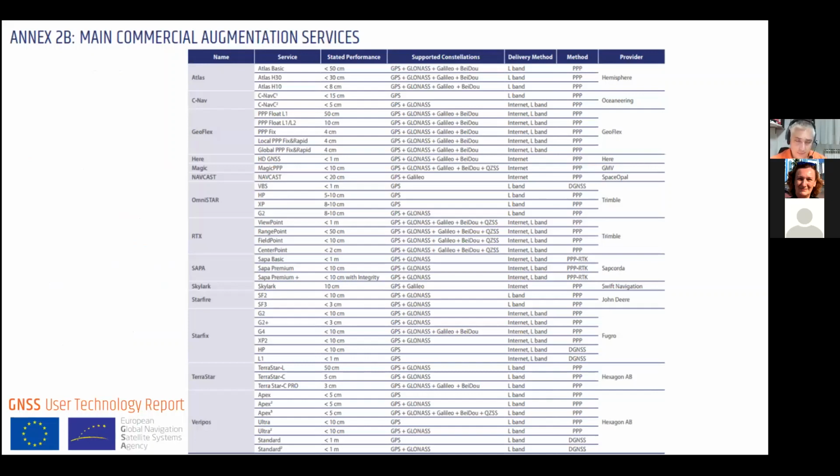So this is a list of main commercial augmentation services. The list is provided in the GNSS User Technology report released by the former GSA, the European GSA, which in the meantime was transformed to the EUSPA. And you can see there are a number of providers, and mostly the solutions are provided by the PPP method.